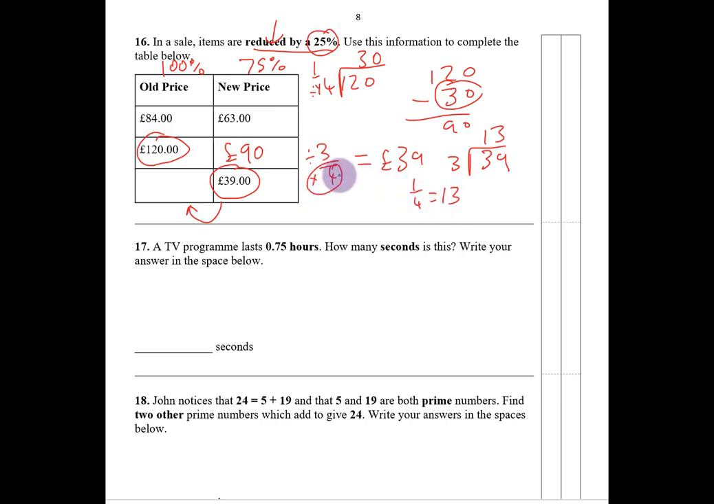And then we times it by the bottom because we need 4 quarters. So we'll do our 13 times by 4. 4 threes are 12. Carry your 1. 4 ones are 4. Add the 1 is 5. So 4 quarters equals 52, which is the whole original price.